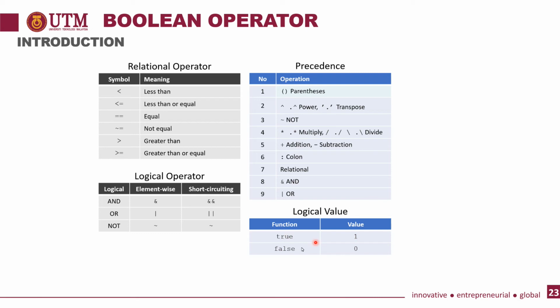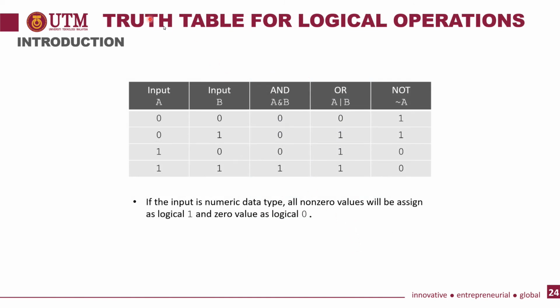Previously I already told you that true is initialized as 1 and false is initialized as 0. This is the truth table for logical operations. Suppose you have input A and input B. If both inputs are 0, then when we execute the Boolean operation A and B, if one of the elements is 0, the output will become 0.